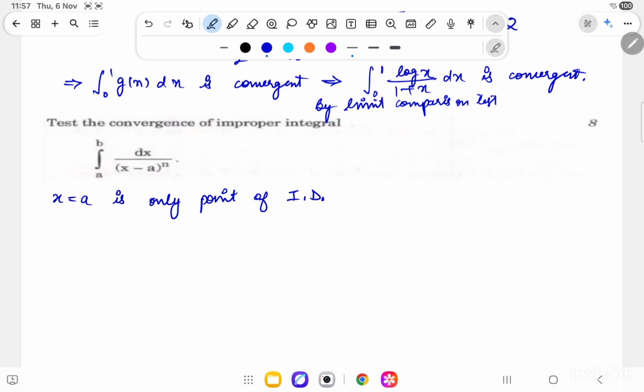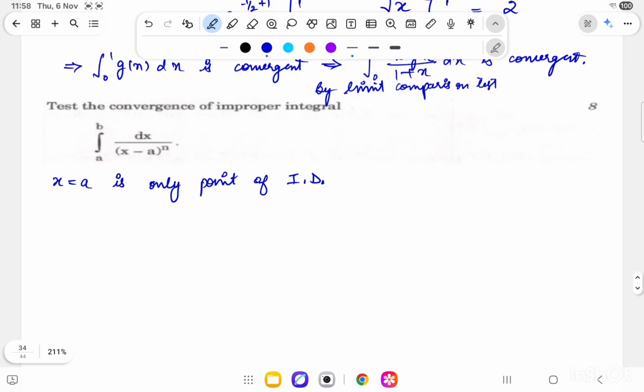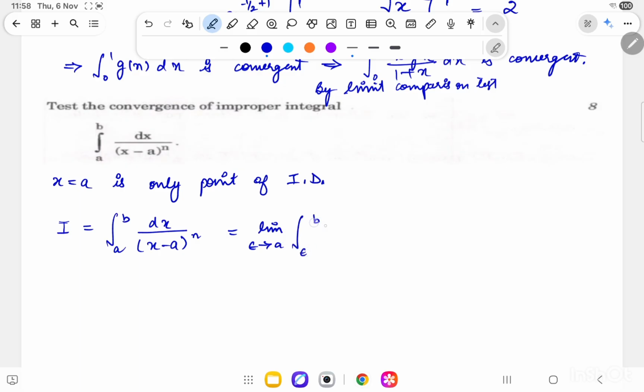So now let's see how we can solve it. We can solve it directly as well, because it is of the 1 by x^n, p-series kind of form, so we'll try to solve it directly. Let's name it I. So I is equal to the integral from a to b of dx by (x minus a) raised n. Now I can write it as the limit as epsilon approaches a of the integral from epsilon to b of dx divided by (x minus a) raised n.